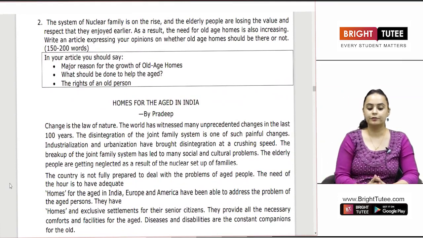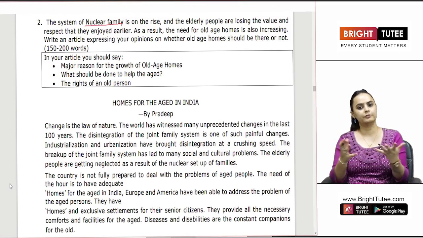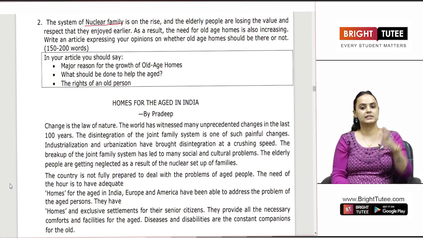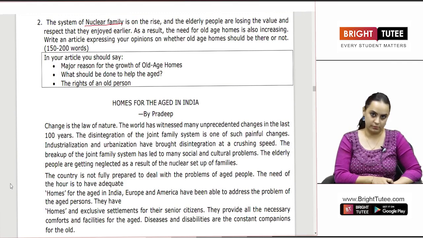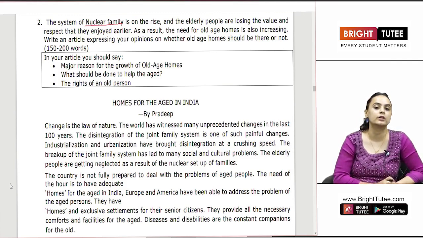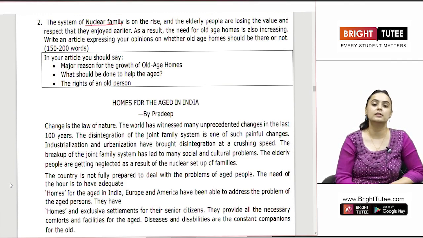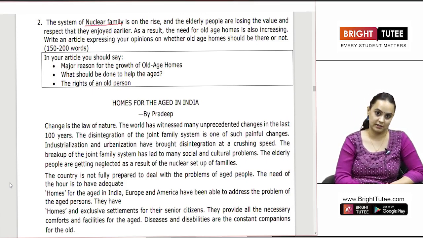The system of nuclear family is on the rise. We all know what a nuclear family is: a joint family is one in which the whole family lives together, and a nuclear family is one wherein the kids live with their parents, right? So the elderly people, because of that, are losing the value and the respect that they enjoyed earlier. The respect which was given to the elderly earlier is actually falling now because of the trend of the nuclear family. As a result, the need for old age homes is also increasing.